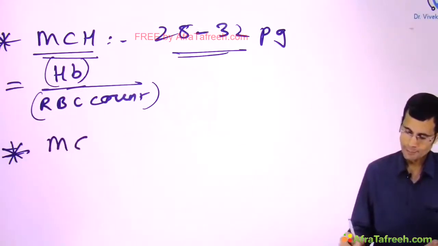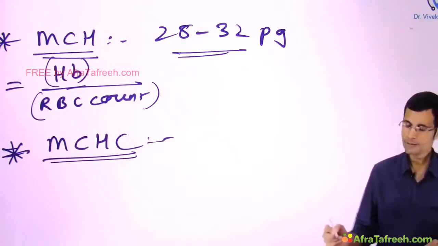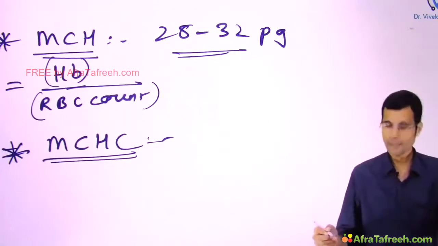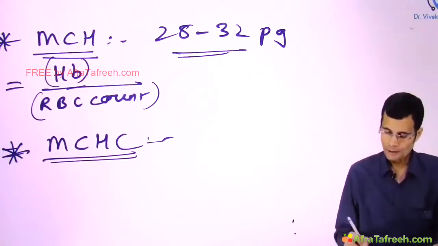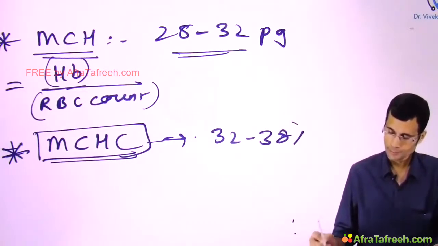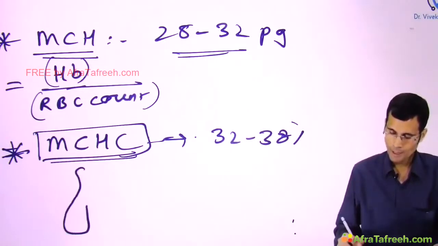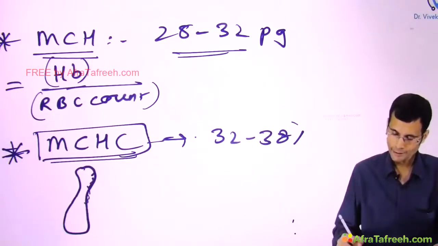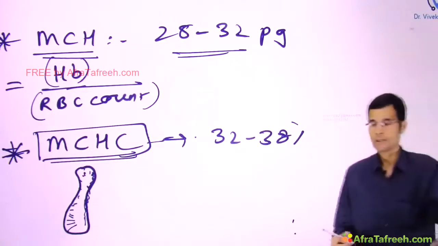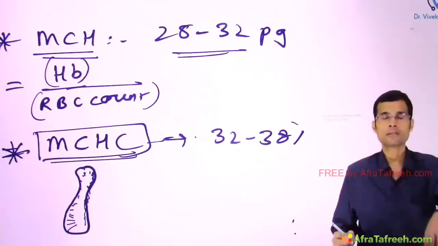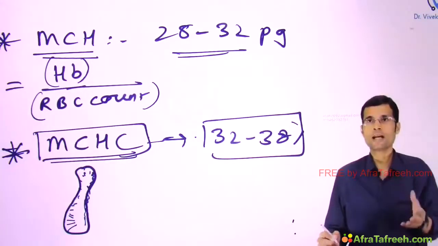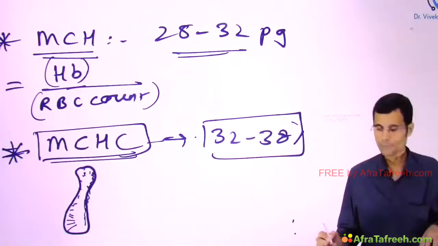The next one is MCHC, mean corpuscular hemoglobin concentration. Now this is different from MCH. Let's see how. Mean corpuscular hemoglobin concentration is about 32 to 38%. It means how much part of the RBC is saturated with hemoglobin. On an average, how much is the saturation of one single RBC? So, almost 38% of the RBC volume is saturated with hemoglobin.